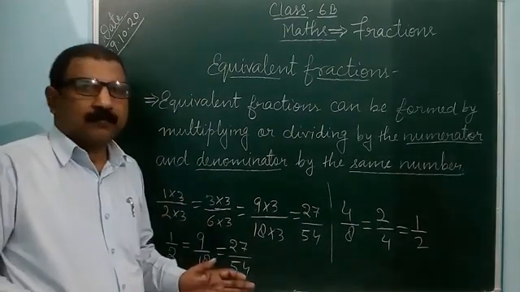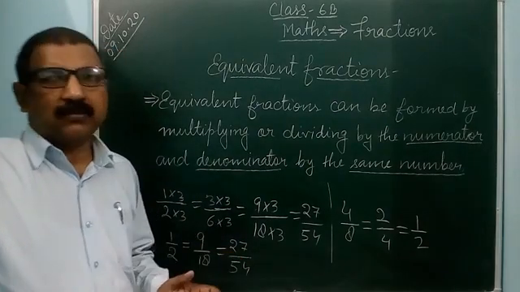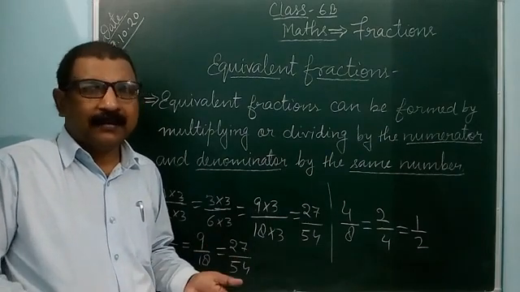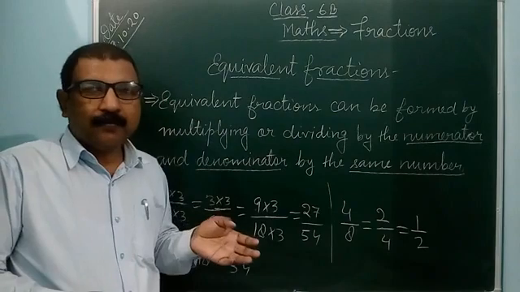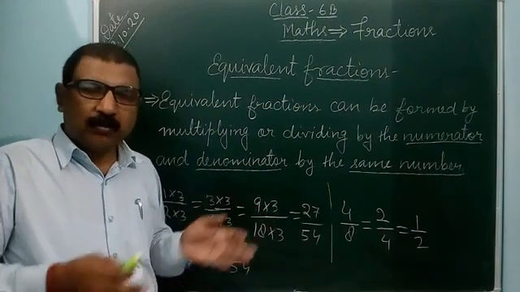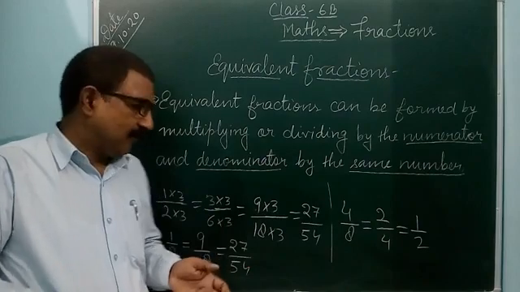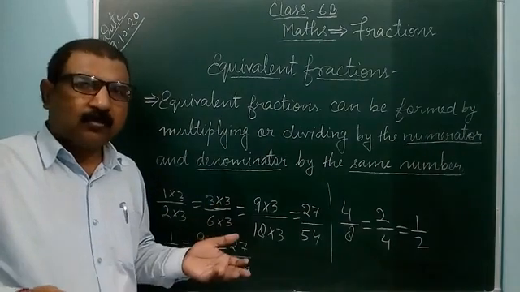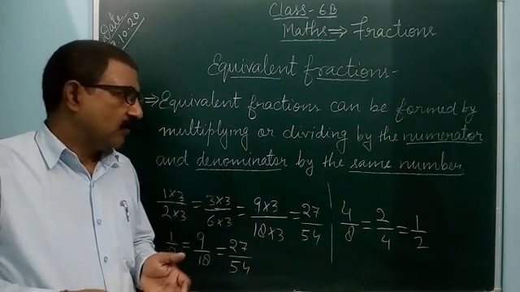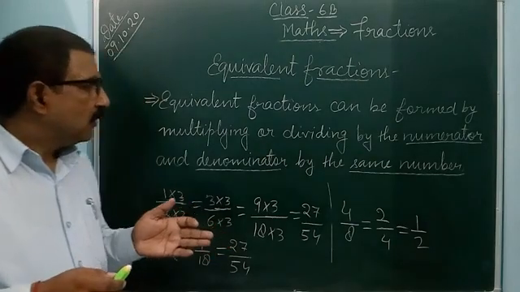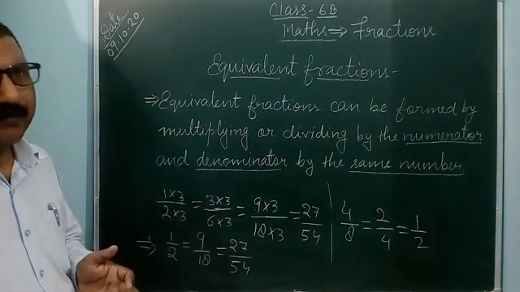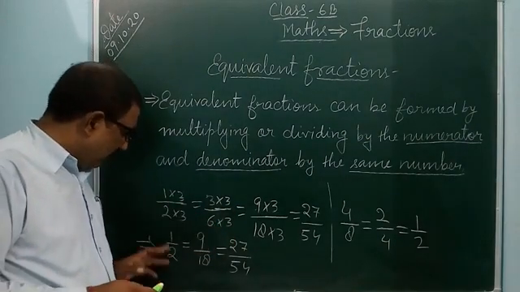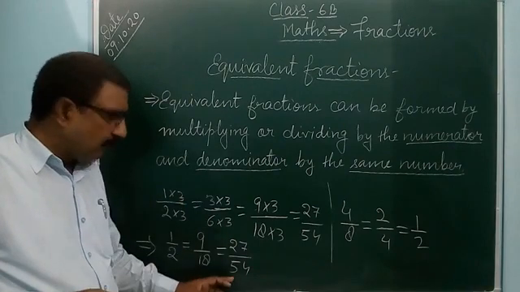So you can get the equivalent fractions by dividing or multiplying by the same number in numerator and denominator. If you are dividing numerator and denominator both by the same number, you can get equivalent fraction. If you are multiplying numerator and denominator both by the same number, you can get equivalent fraction. So in this way 1 by 2, 9 by 18, 27 by 54 are equivalent.